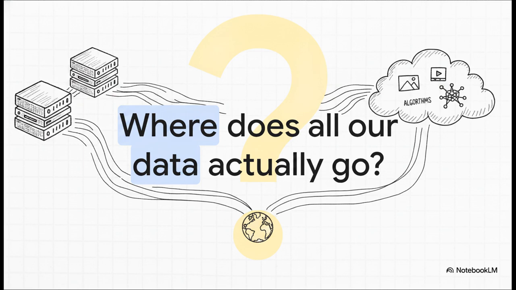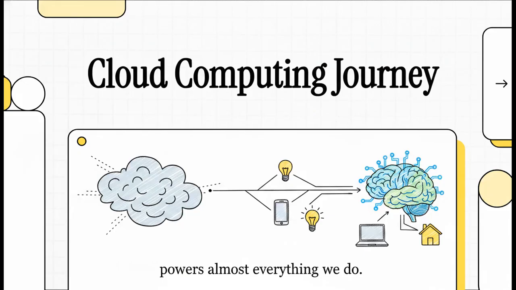Well, welcome to This Explainer. Today, we're setting out to solve the core mystery of the modern internet. We're going on a bit of a journey today, tracking the fascinating evolution of cloud computing. We'll explore how this concept started out as just a metaphor for this amorphous, invisible network, and how it's rapidly evolving into a highly intelligent, decentralized central nervous system that powers, well, almost everything we do.